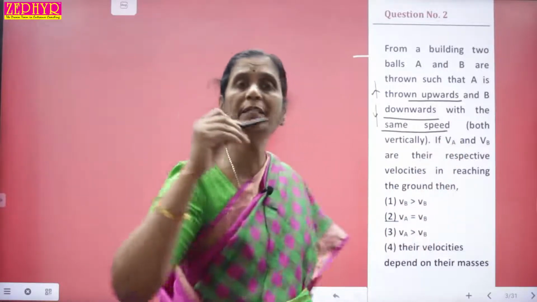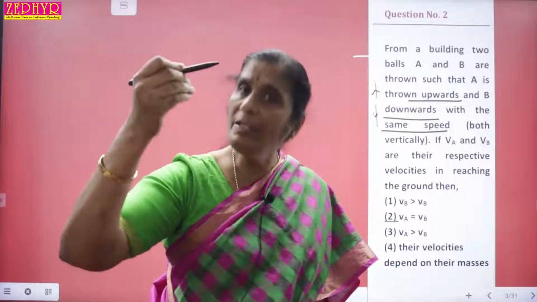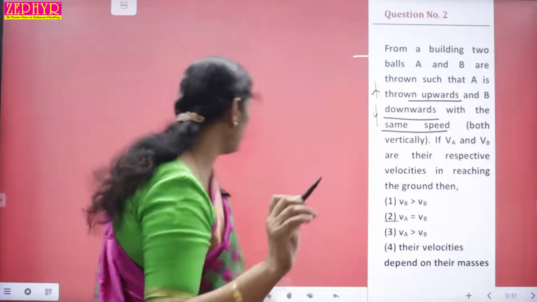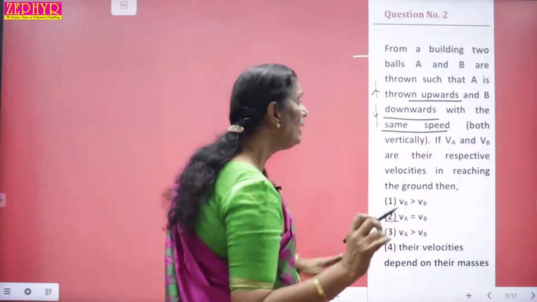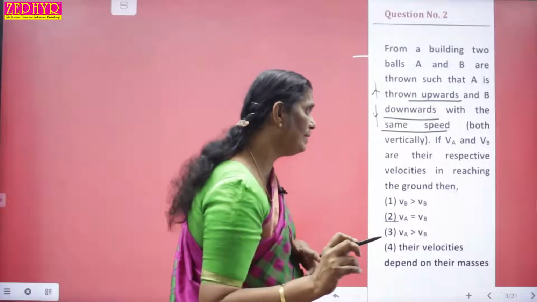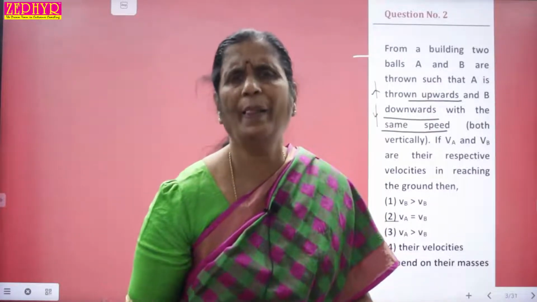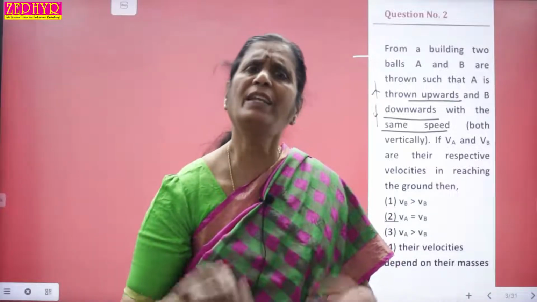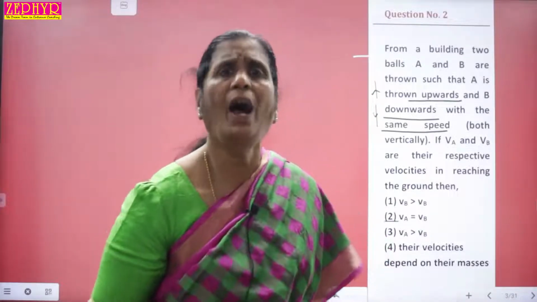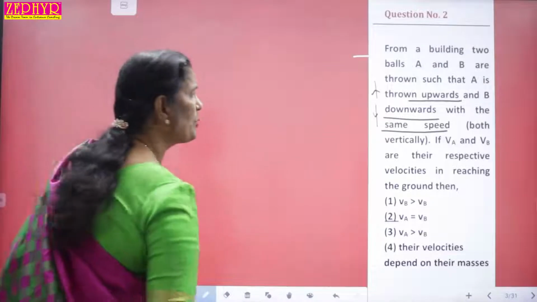So A is projected with velocity U. B is thrown with velocity U, not from rest. Then VA and VB are their respective velocities on reaching the ground. What can you say about VA and VB? Very simple. If you apply the law of conservation of energy, we will get the answer. Or if you want, you can do it with one-dimensional motion also.